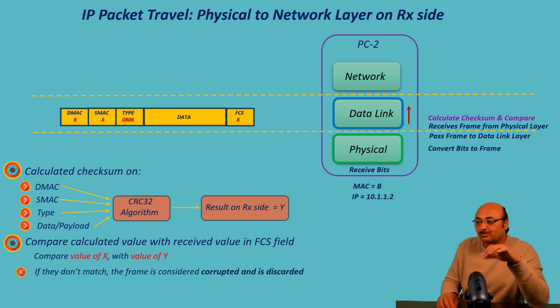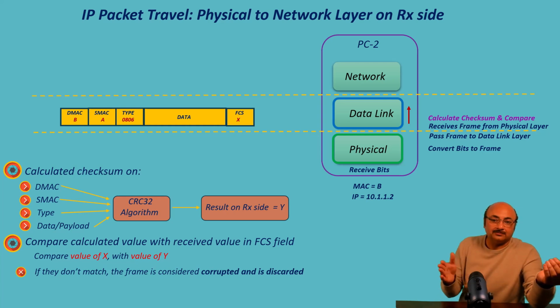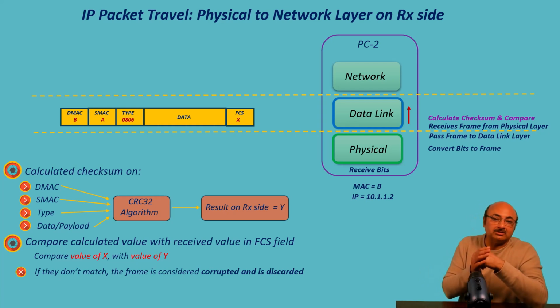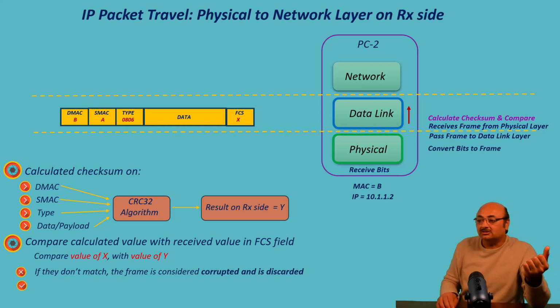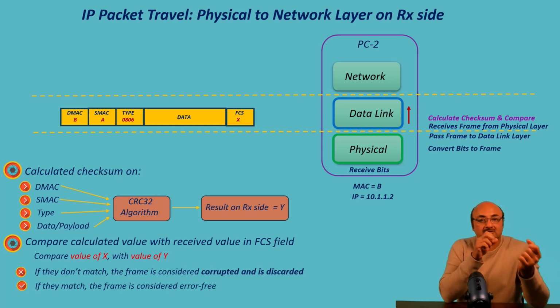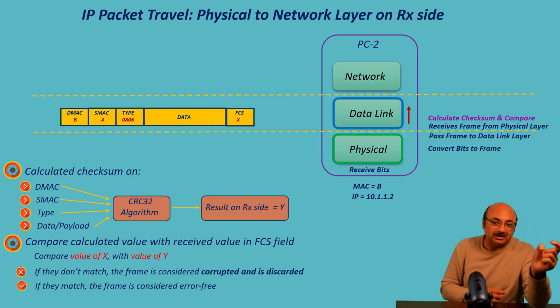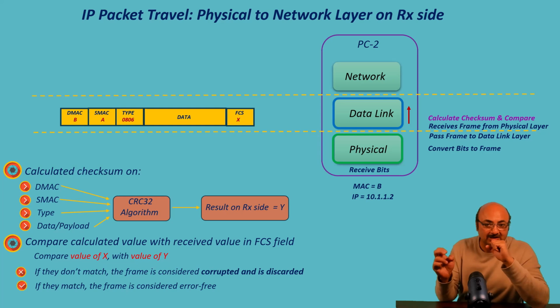If the values do not match, that gives an indication that definitely something went wrong during the transit and the frame has got corrupted. And if it is corrupted, that means it is of no use and it needs to be discarded or dropped. But if the values match, that means the value of X is equal to the value of Y, which means nothing bad happened during the transit, and whatever had been sent has exactly been received on the receiving side, which is ideally what we want to happen.